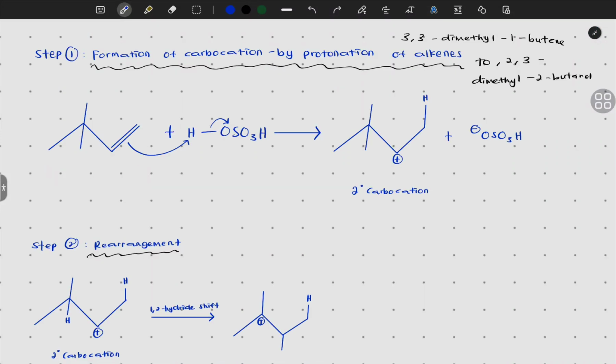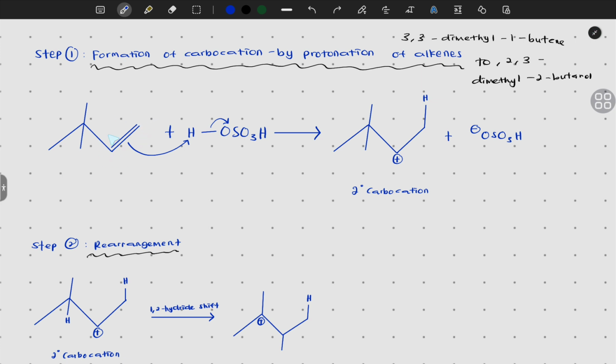In this video, we are going to dive into the reaction mechanism for converting 3,3-dimethyl-1-butene to 2,3-dimethyl-2-butanol, a process that involves both electrophilic addition and carbocation rearrangement. So let's break it down step by step.